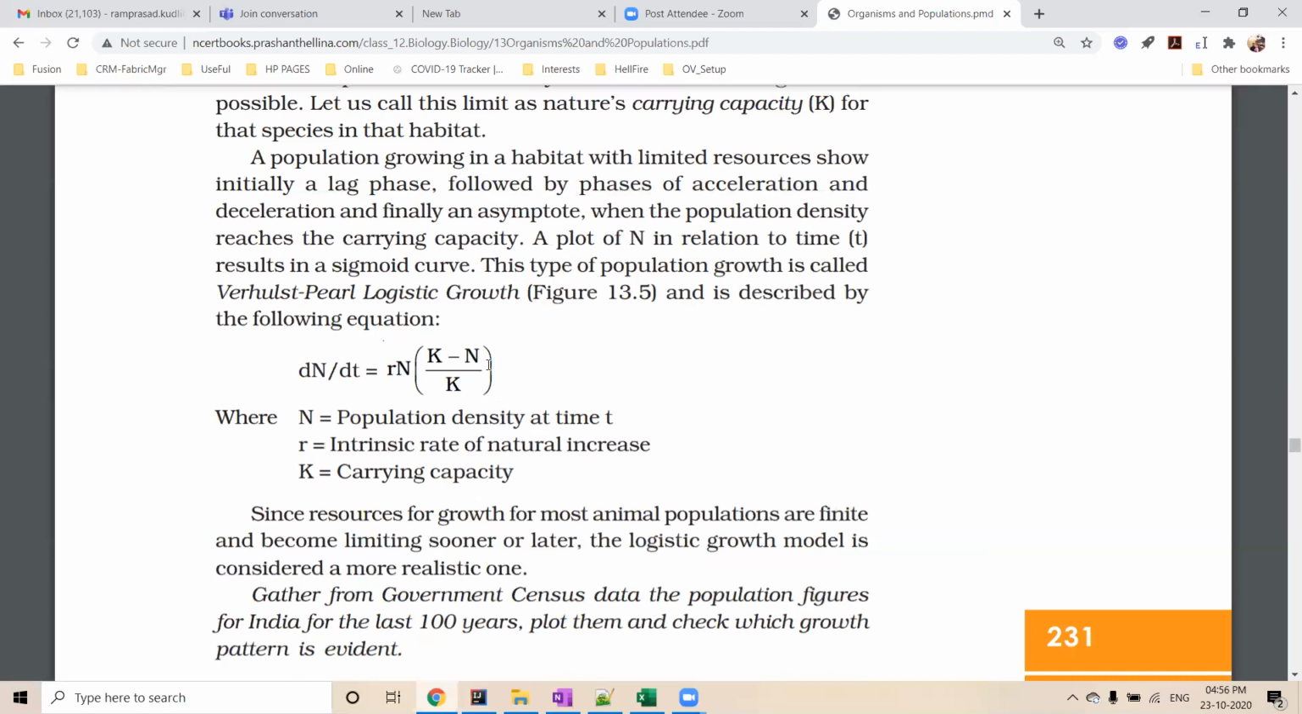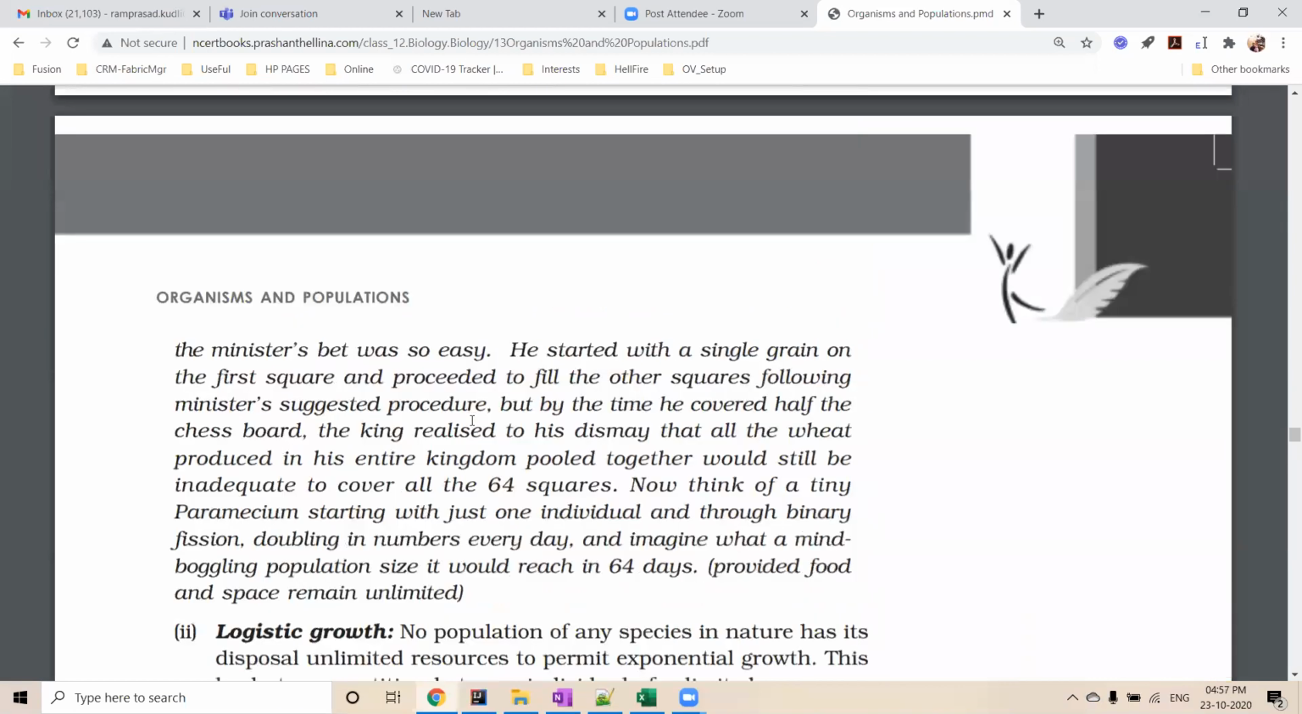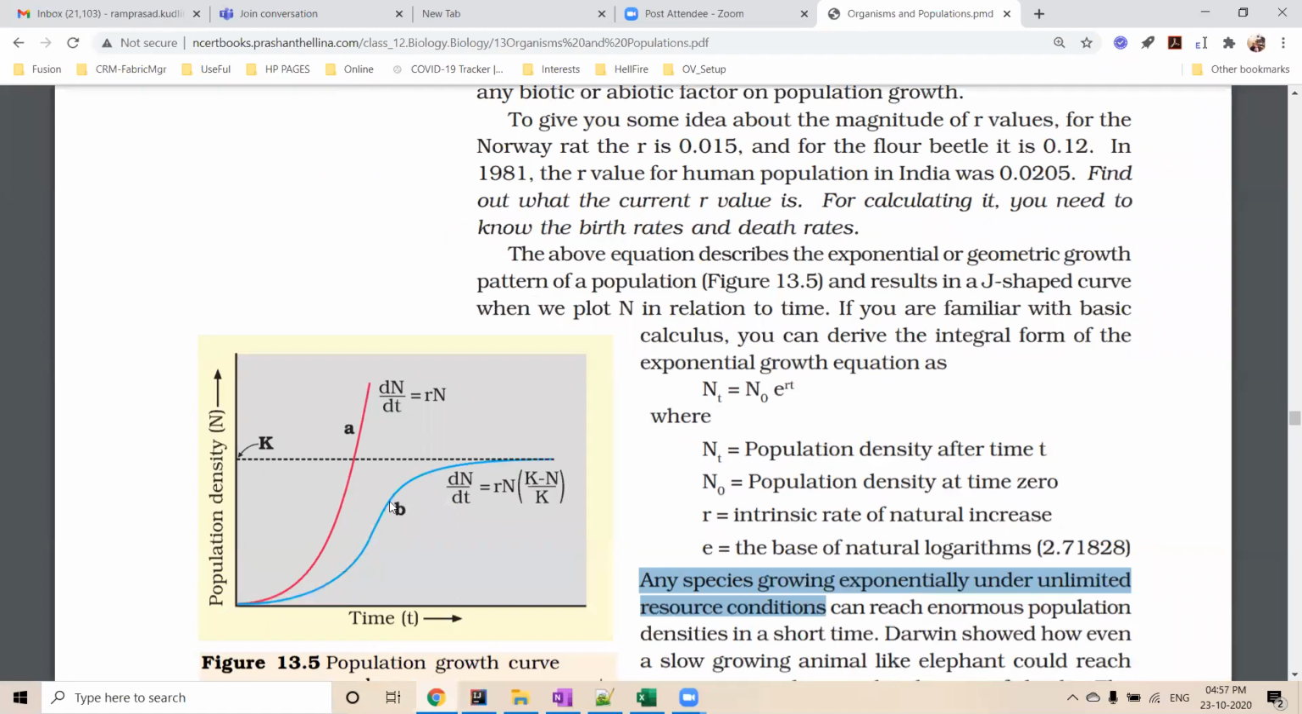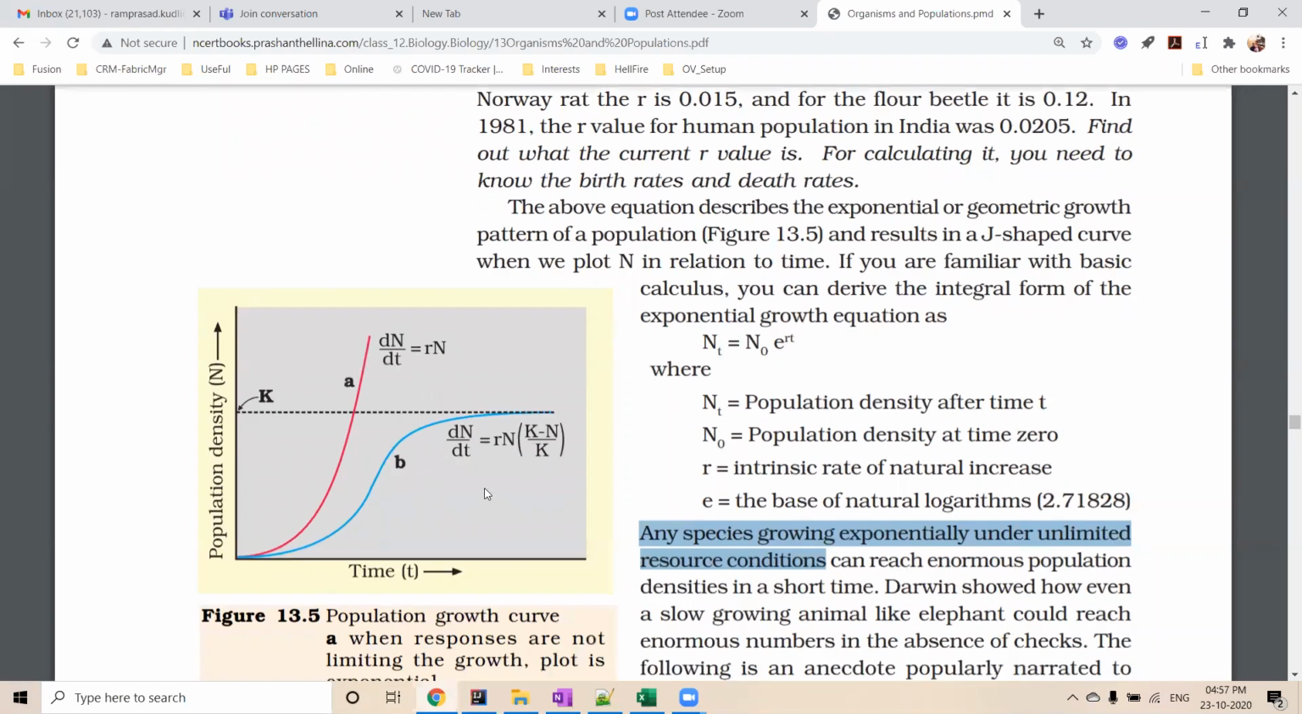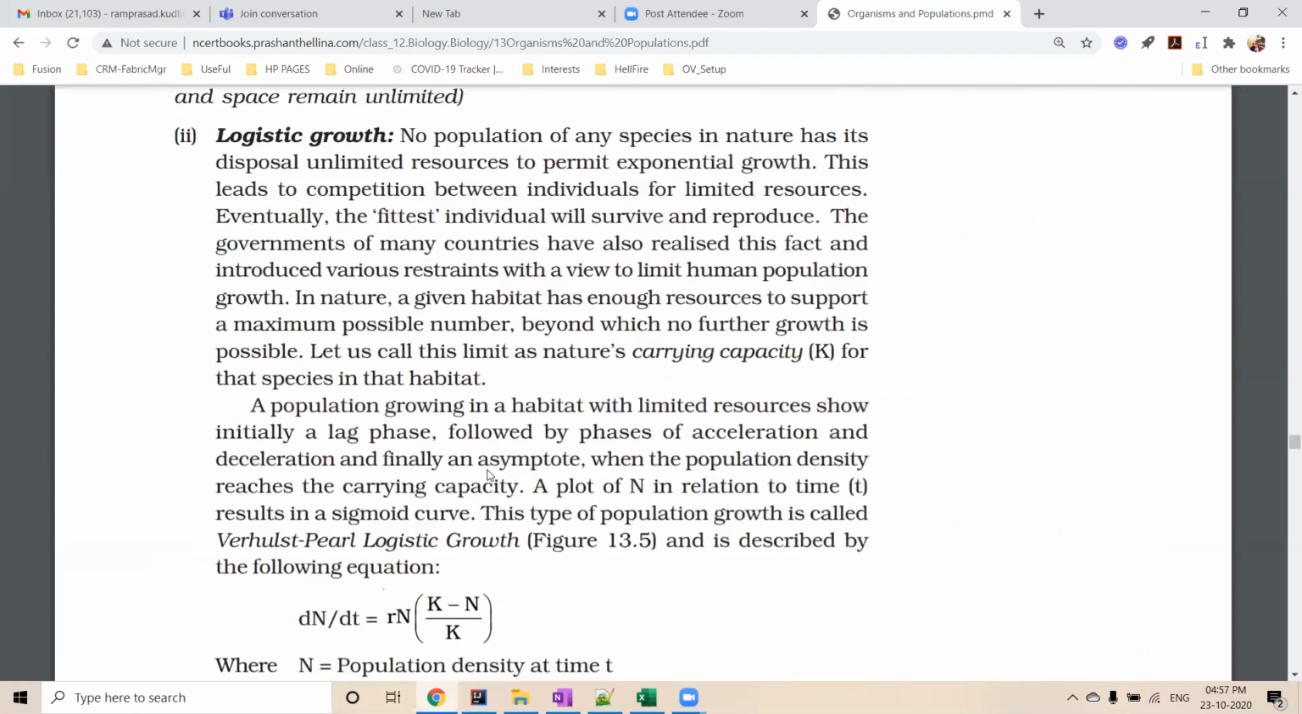If we differentiate the equation, observe, a plot of N in relation to time results in a sigmoid curve. It is described by one equation. So here we can observe the equation. N we know already, it is the population size, population density at time t. And r we know it is the intrinsic rate of natural increase. But in logistic growth, there is a limiting factor. That limiting factor we call carrying capacity. We can observe the curve now. It is increasing, but once it reaches the carrying capacity, it cannot grow beyond that.